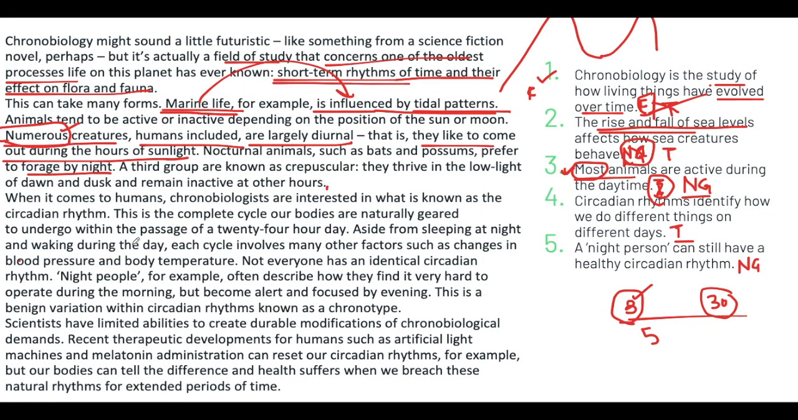When it comes to humans, chronobiologists are interested in what is known as circadian rhythm. Then they explain that this is a complete cycle our bodies are naturally geared to undergo within the passage of 24 hours a day. Okay, stop. So it's saying circadian rhythm identifies how we do different things on different days, and here it is saying a complete cycle our bodies are naturally geared to undergo within the passage of a 24-hour day, one day, and here it is saying different days.